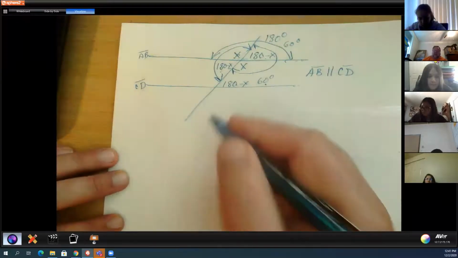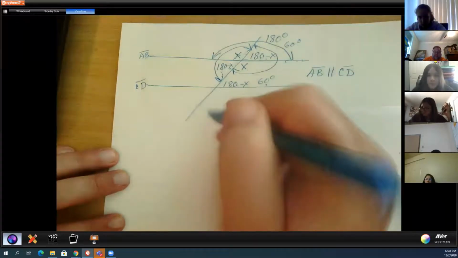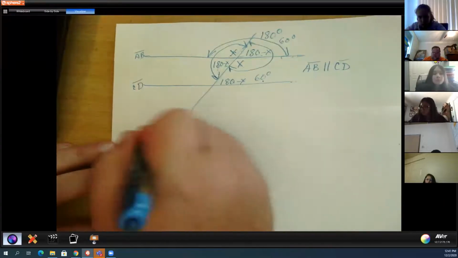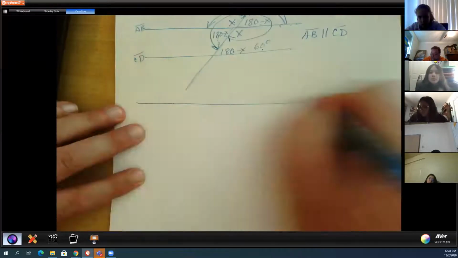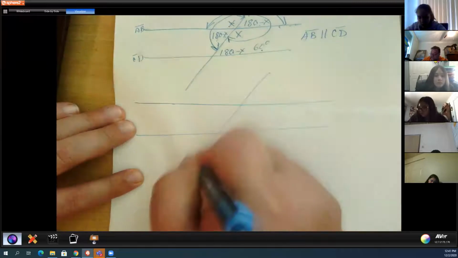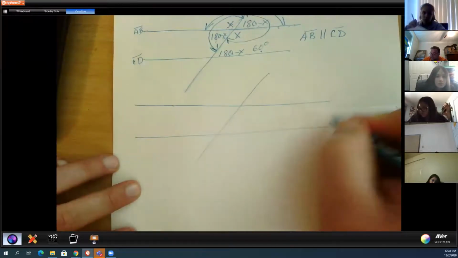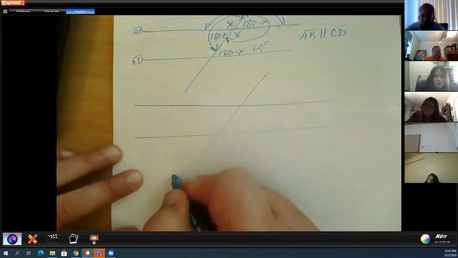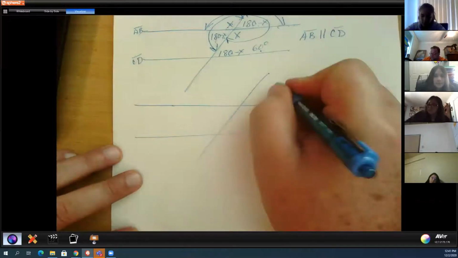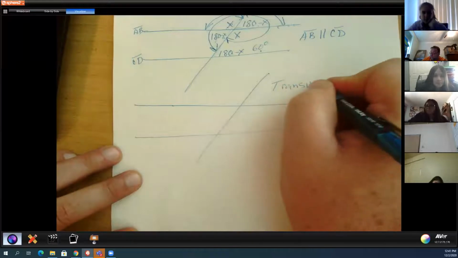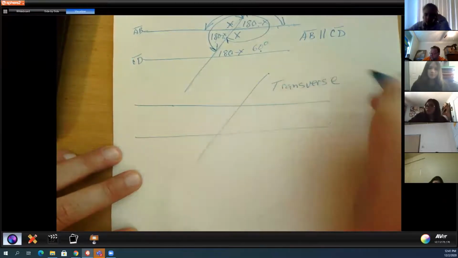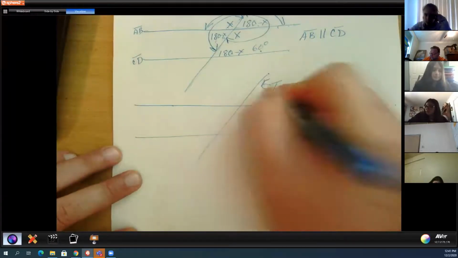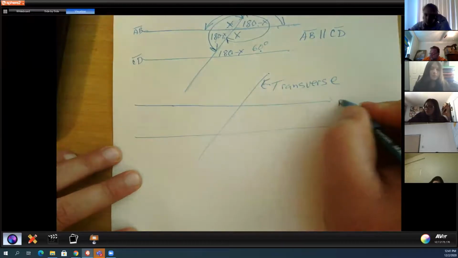So these are called corresponding angles. So what the rule of corresponding angles tells us is that if these two lines are parallel, any line that comes through them, which is called a transversal, these two are parallel.